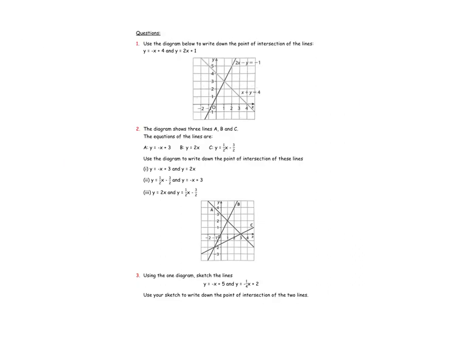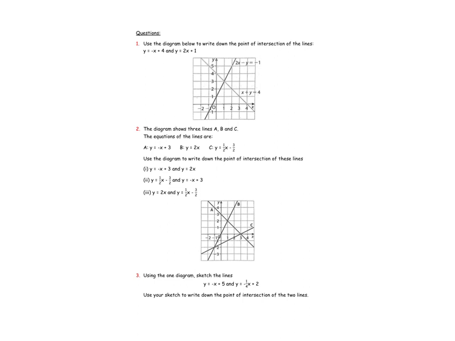Looking at some of the questions that you're going to be doing. Question 1 here says, use the diagram below to write down the point of intersections of the lines here. So all you need to do is look at the graph and write down the point of intersection. Question 2 says, the diagram shows the lines A, B and C. It says the equations of the lines are given there. It says use the diagram to write down the point of intersection of different scenarios. So that should be perfectly fine as well. You're just reading the point from the graph.